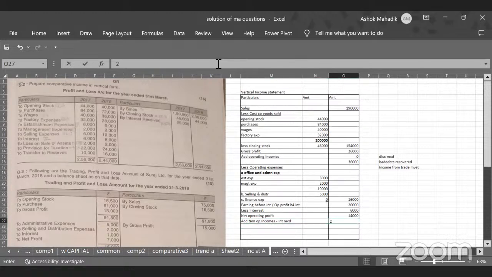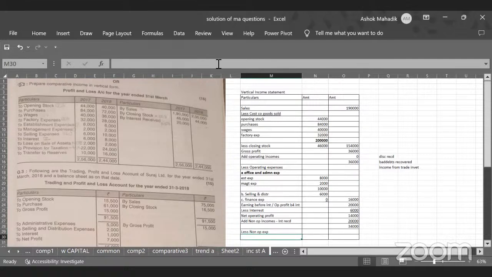How much is the value? 20,000. Now the total is 34,000, right? Previous one plus 20, 34,000. Okay. Don't give any name to this one. Then less non-operating expenses. Okay. Now let us see on the debit side.